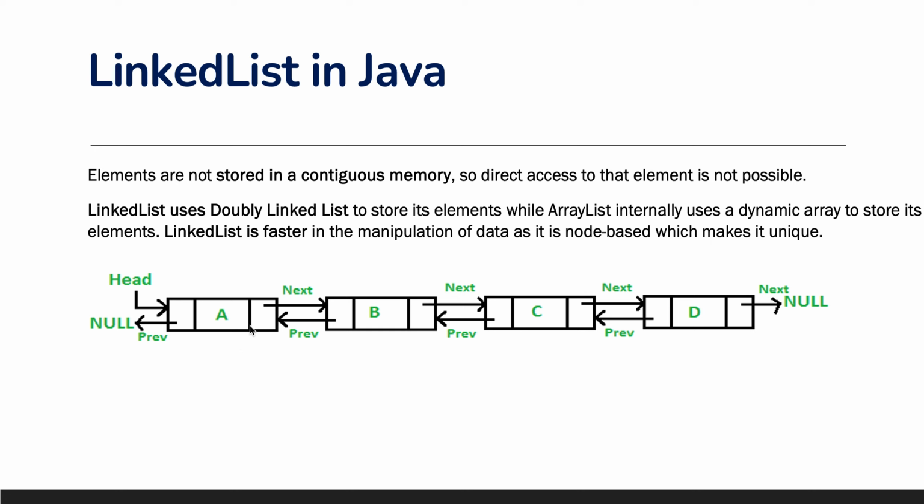So doubly linked list, if you have knowledge about data structures, would be something like this. Each node will have three pieces of information: previous, next and the actual data. Inside the actual data, the value will be stored. Inside next, it will store the address of the next node, and similar to that, previous will store the address of the previous node. So each node has the information about the next node as well as the previous node.